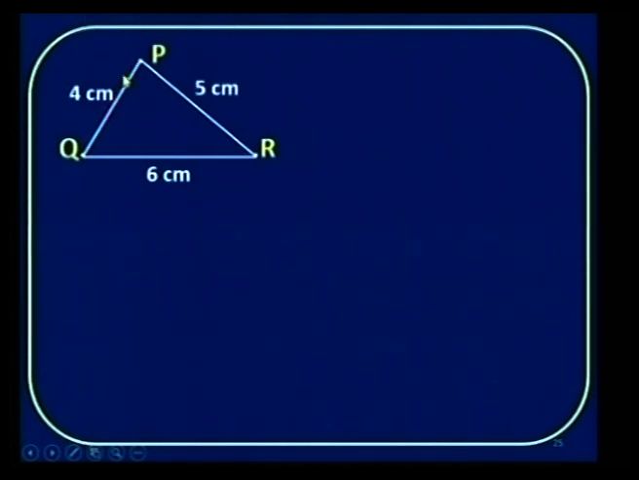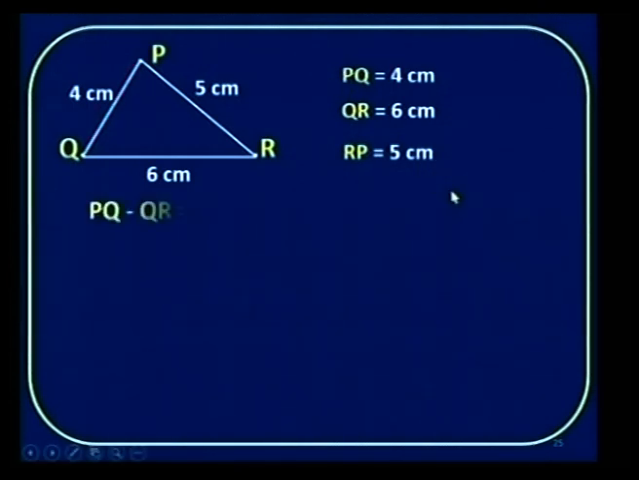I am taking here three sides, PQ as 4 centimeter, QR as 6 centimeter, PR as 5 centimeter. So, PQ 4 centimeter, QR 6 centimeter, RP or PR equal to 5 centimeter. Now, what I am doing here? I am finding the subtraction. PQ minus QR means 4 minus 6. Children, what is 4 minus 6? Is it 2? No, it is minus 2.